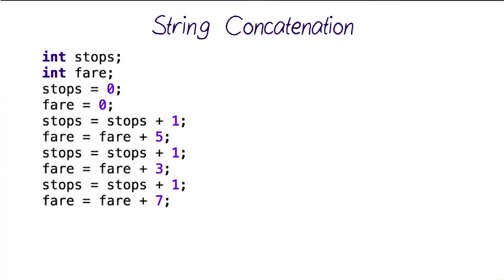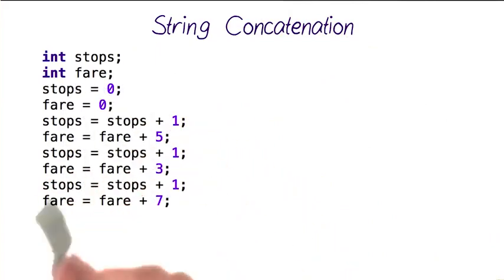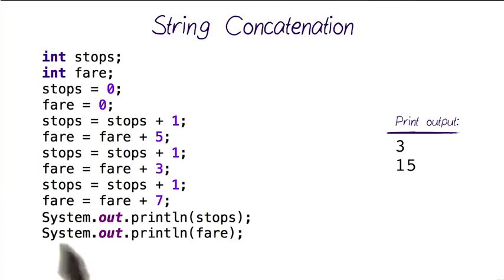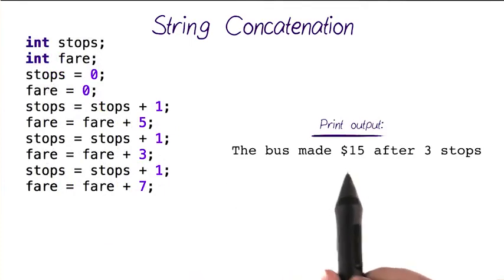You can also use string concatenation to join strings with numbers. This trick is very handy when printing out some information using the println statement. Remember this example where we declared the stops and fare variables and we kept on updating them? Well, if we wanted to print out the variable stops and fare, we can just add two different println instructions and the output would be 3 and 15, like so. But what if we wanted to print out something like this? The bus made $15 after 3 stops. A full sentence that has both the variables' values in it.